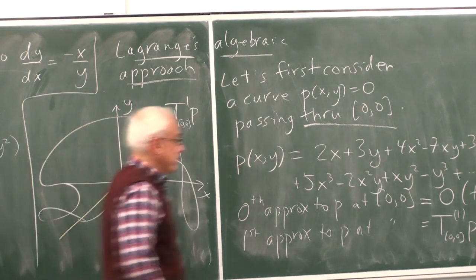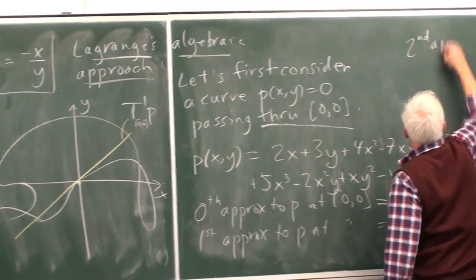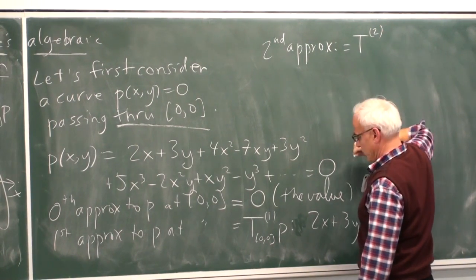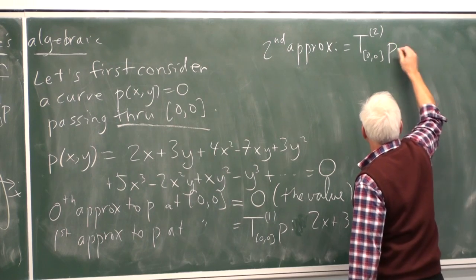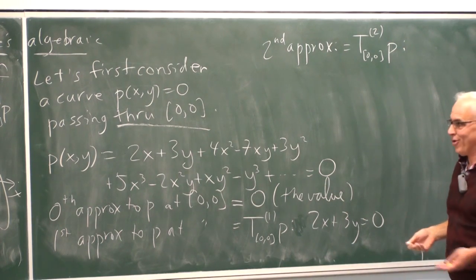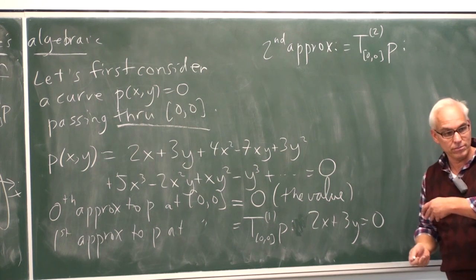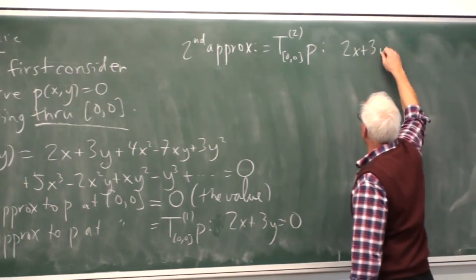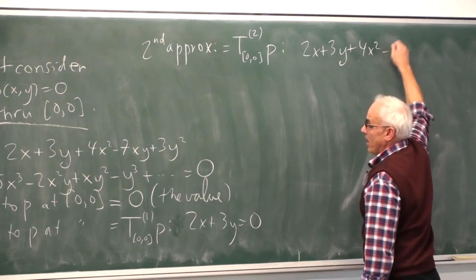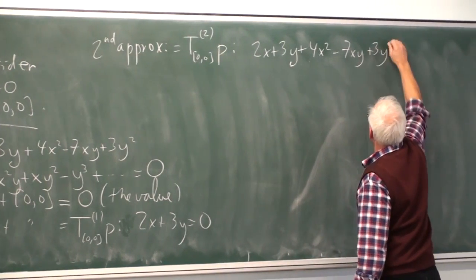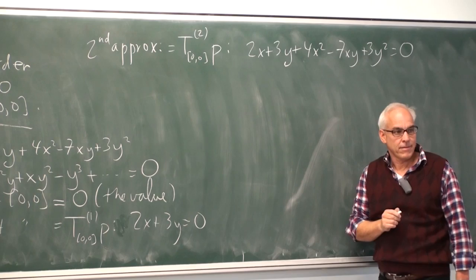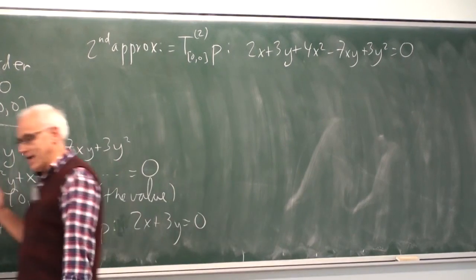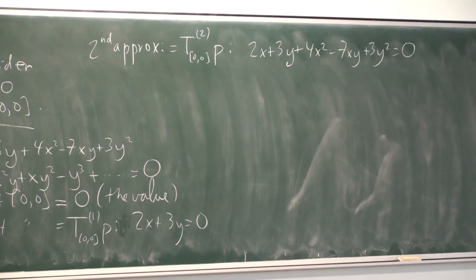Okay, the next approximation, the second approximation, well, we can give that a name. Let's call it T2 for degree 2. Still going to be at the origin of P. And that's going to be obtained by taking all the terms up to degree 2 and setting that equal to 0. That's going to be given by the equation 2x plus 3y plus 4x squared minus 7xy plus 3y squared equals 0. That's, of course, the equation of a conic because it's of degree 2. And so we don't know exactly what kind of conic it is unless we examine it more closely.